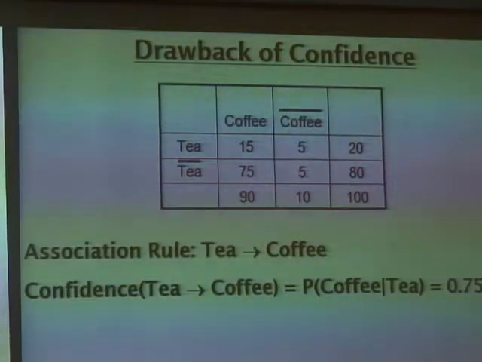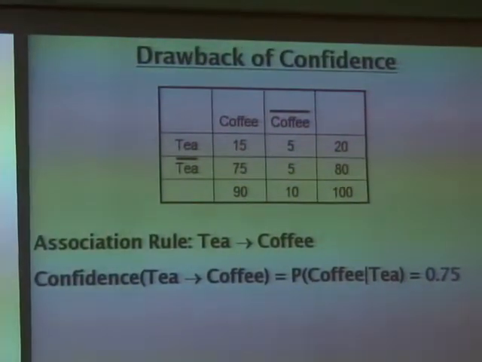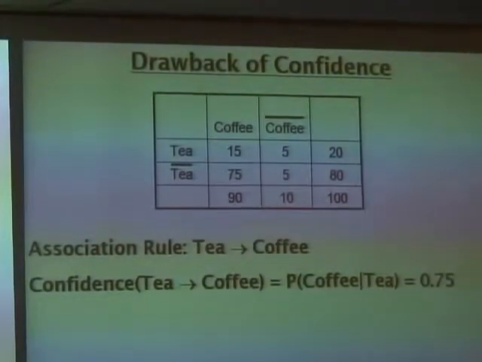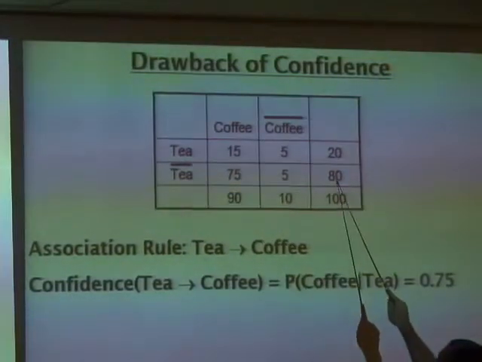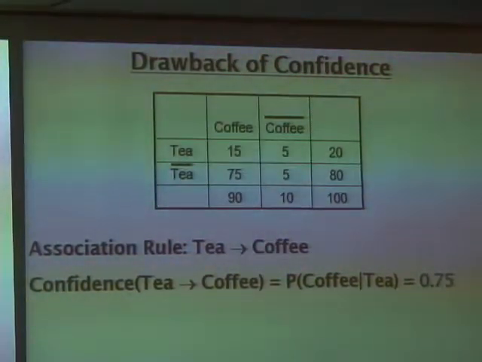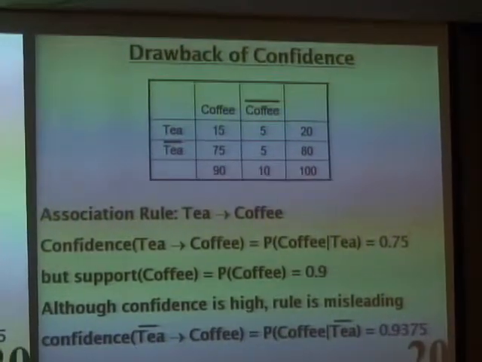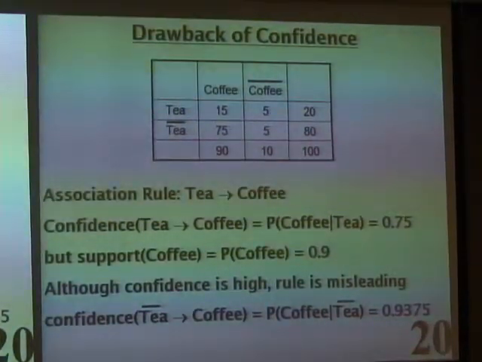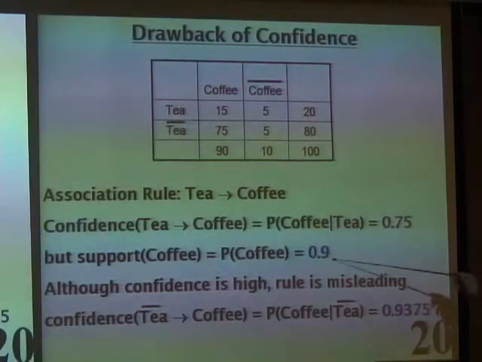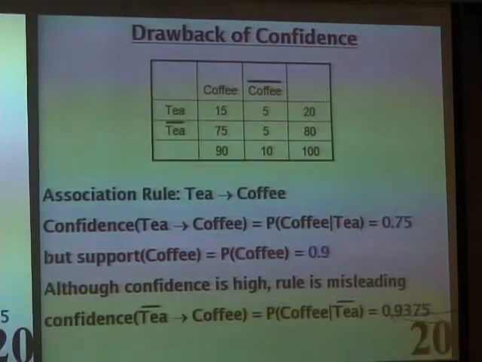You could also compare it to not tea. Often when we put the bar over something, it means not. You could also compare it to not tea, which has to be higher if the aggregate is higher. So if you don't like tea, 75 out of 80 like coffee, and 75 out of 80 is 0.9375. So either way you look at it, whether you compare it to the aggregate or to the opposite, liking tea has a negative association with liking coffee. Liking tea means you're less likely than aggregate to like coffee, or less likely than if you didn't like tea to like coffee.